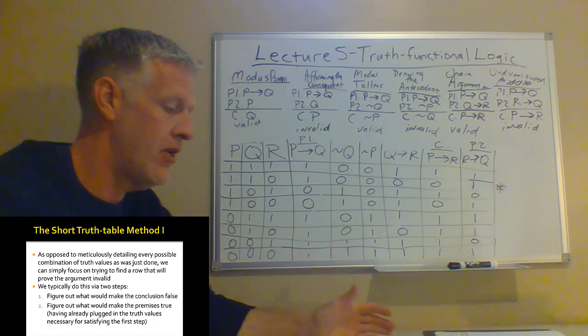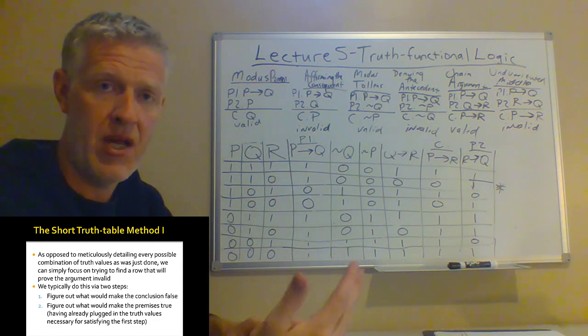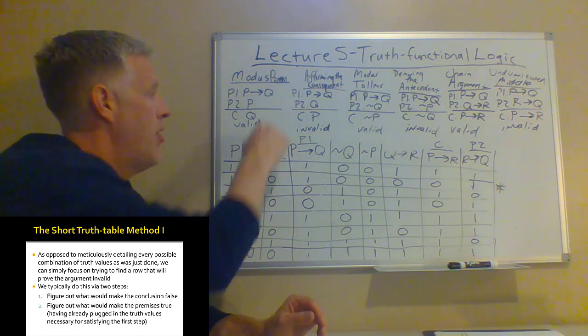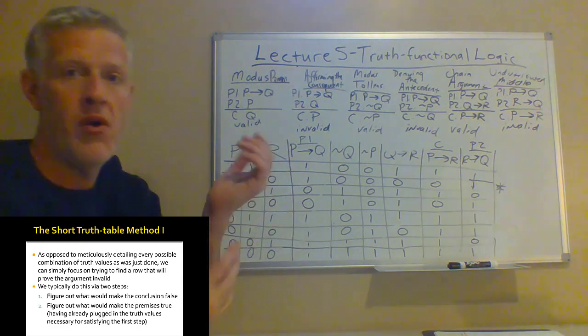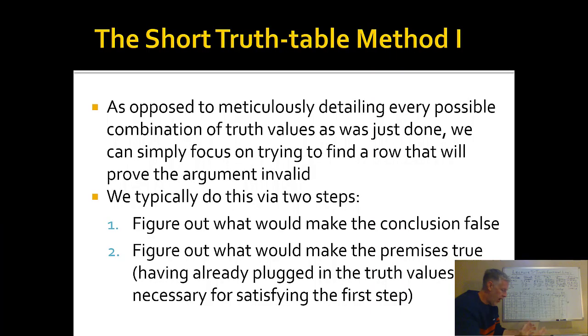Okay, but if you can't find any possible combinations of truth values for those claim variables that render these true and this false, then you know it's valid. Okay. So I go through, again, those two basic steps: figure out what you need for the truth value of the conclusion to be false, step one. I go through these on the bottom of slide 22. And then with that in the back of your mind, that truth value for the conclusion to be false, keeping that consistent then, can you still render those premises true?